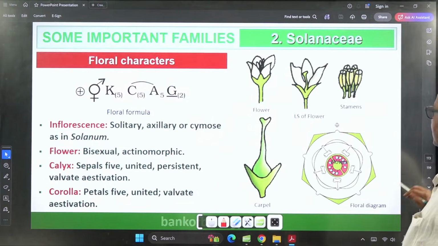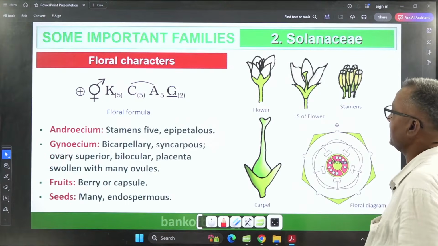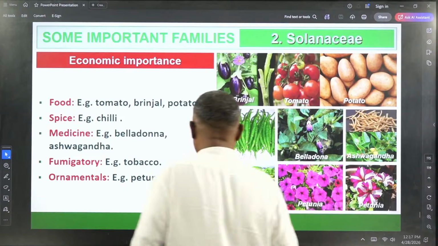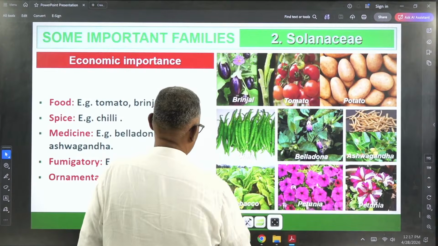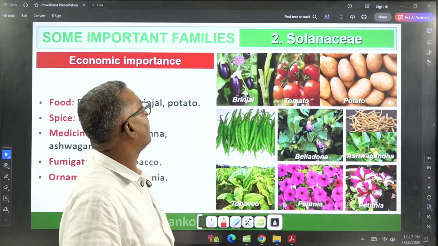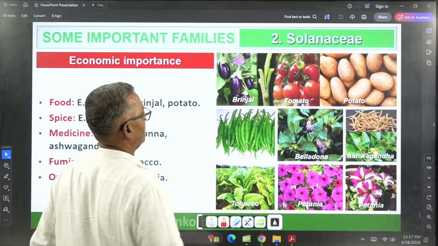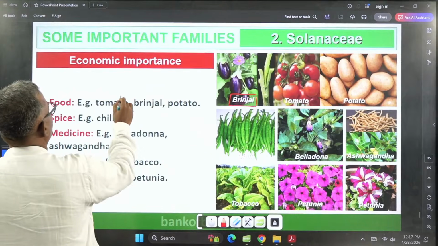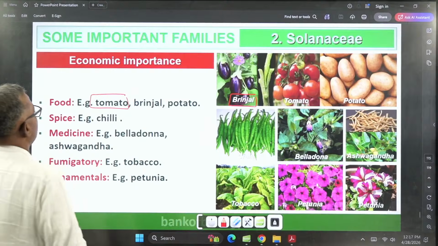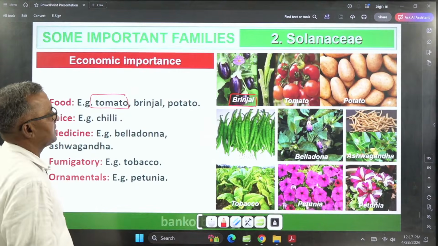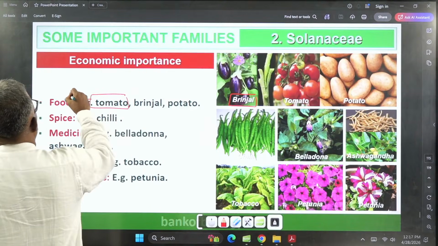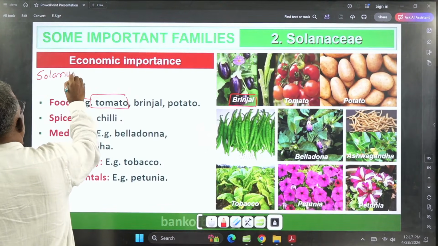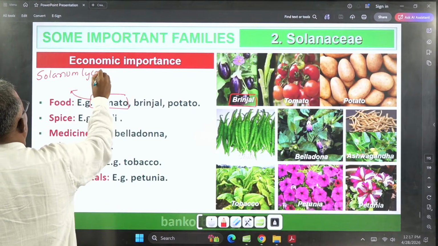I am now discussing the potato family, that is Solanaceae. I am not going to give you every detail of each and every family, I am just giving some basic details, only examples. Under Solanaceae, we have examples like brinjal. Do you know the botanical name of tomato? Tomato is used as a source of food. Brinjal is also food. Potato is also food. Tomato, it is Solanum lycopersicon.